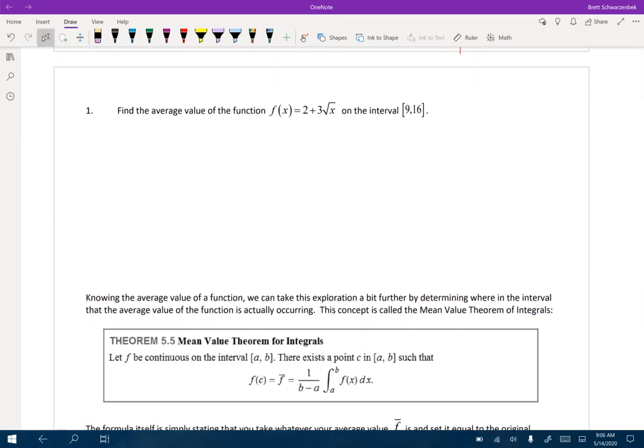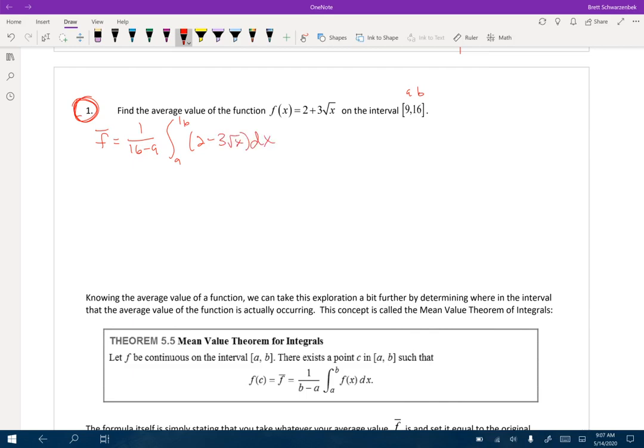Alrighty, number 1. Do one example of this, and then we'll talk about the next type of problem that's related to this. Let's say we have the function 2 plus 3 root x on the interval 9 to 16. Our goal is to find the average value of the function, f bar. So let's just jump right into it. What is a and b in this problem? 9 and 16. So we're going to do 1 over 16 minus 9 times the integral from 9 to 16 of 2 plus 3 root x dx.